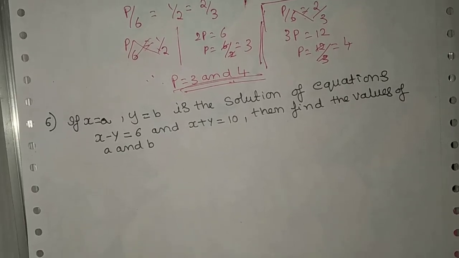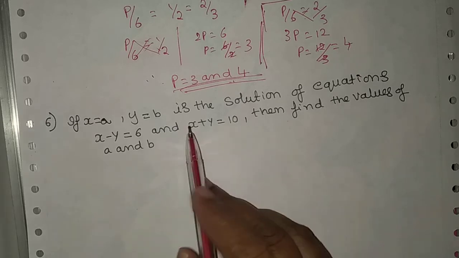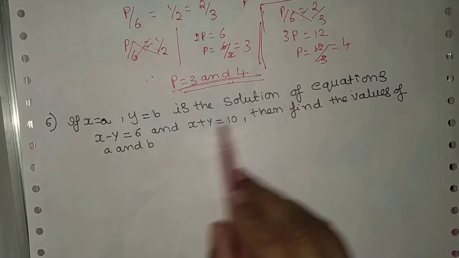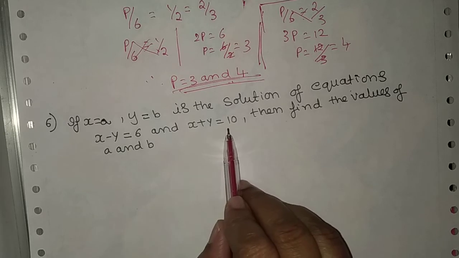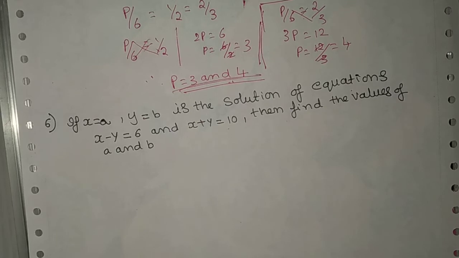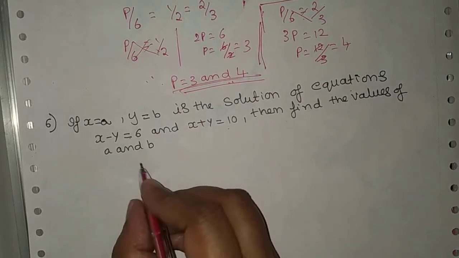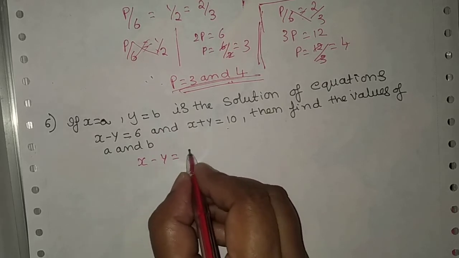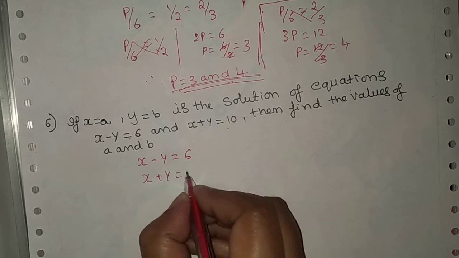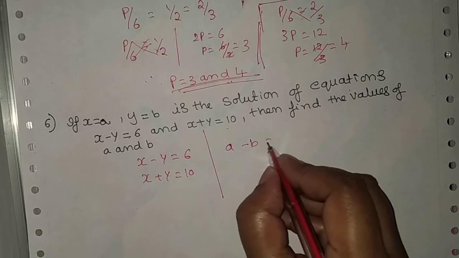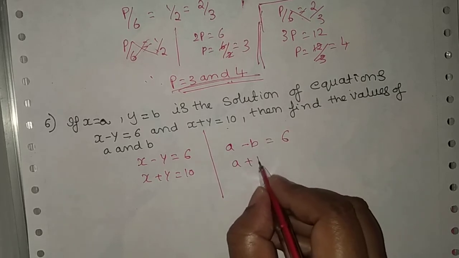That is, if x is equal to a and y is equal to b is the solution of the equations x minus y is equal to 6 and x plus y is equal to 10, then find the values of a and b. So for this we have to substitute x is equal to a and y is equal to b in the equations x minus y is equal to 6, x plus y is equal to 10. Now substitute here: a minus b will get 6, then a plus b is equal to 10.